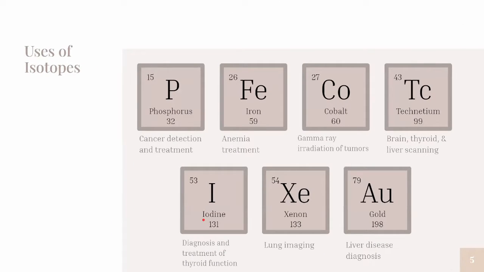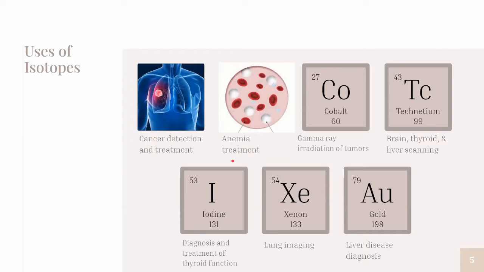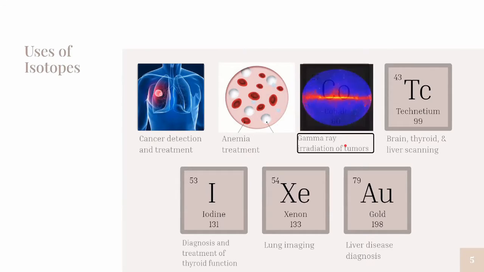All isotopes are radioactive isotopes and are used in various different forms of everyday life. First, there's phosphorus, which is used for cancer detection and treatment. Then there's iron, which is used for anemia treatment. Anemia basically means a lack of red blood cells carrying oxygen. Iron helps in the anemia treatment because iron helps in production of hemoglobin, which is a molecule in your blood that carries oxygen. Then there's cobalt, which helps with gamma ray irradiation of tumors.